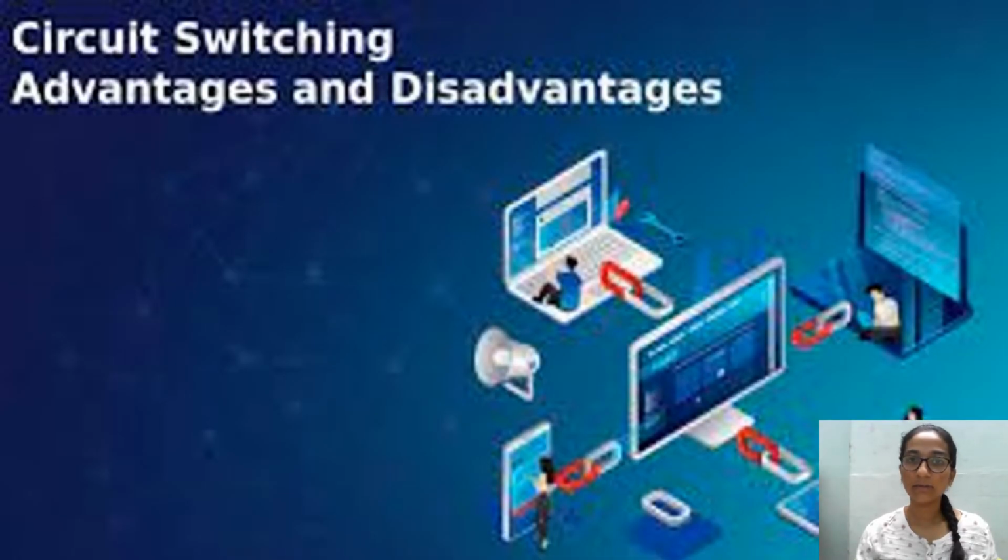Let us know some of the points in circuit switching. Is circuit switching efficient or not? Circuit switching is less efficient compared to the other two types of switching, that is packet switching and message switching. Let us see delay. Total delay in circuit switching is due to three phases, that is connection establishment, data transfer and disconnecting the circuit.